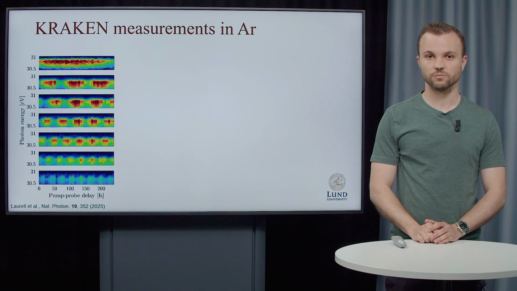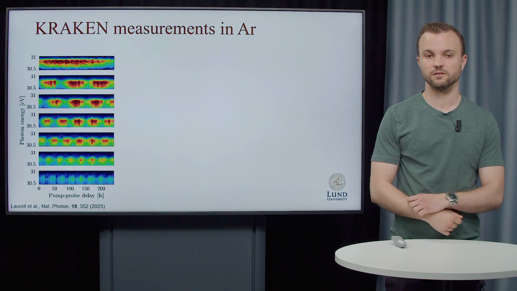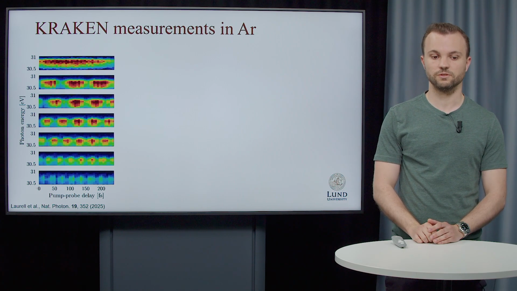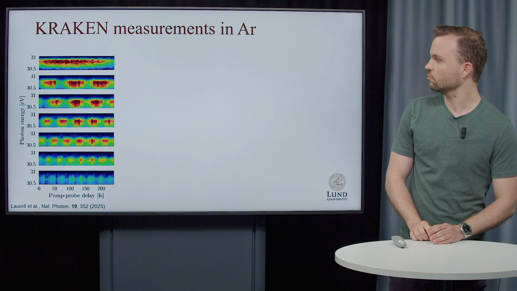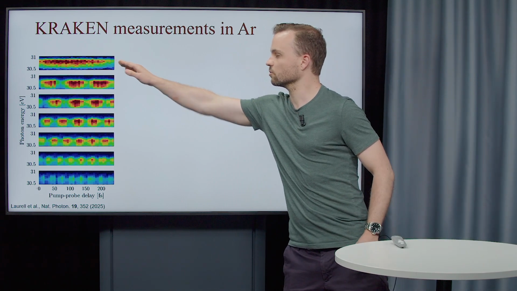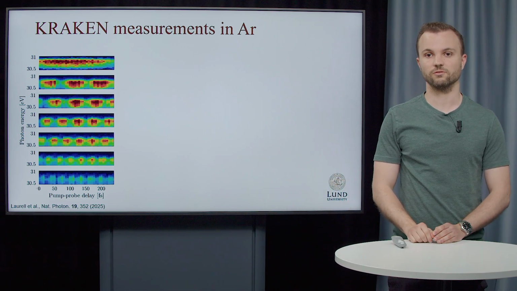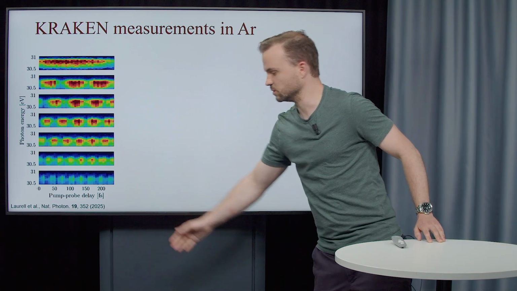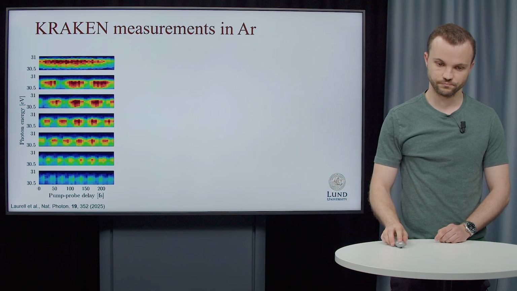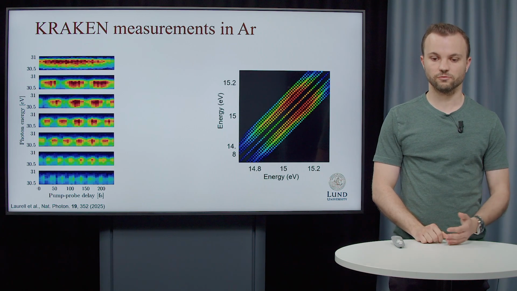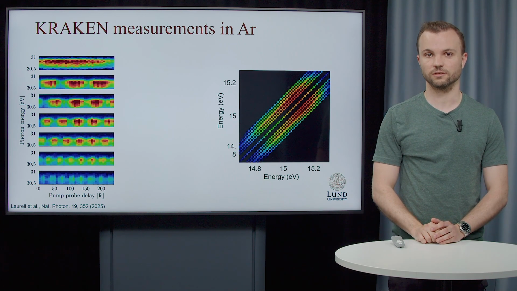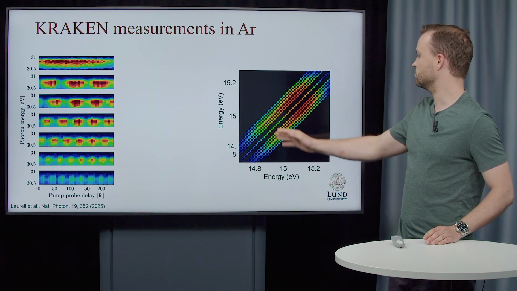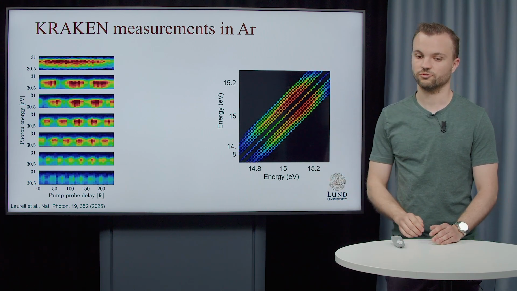We can then perform the same measurements in a different gas, for example, argon. Here we see again a set of different measurements in argon, where the topmost measurement corresponds to the situation where we have only one spectral component, and then we increase the spectral separation between the two spectral components. By taking the Fourier transform and extracting the corresponding amplitudes, we obtain this density matrix that is partially reconstructed.